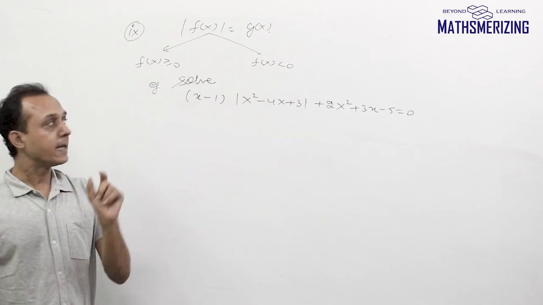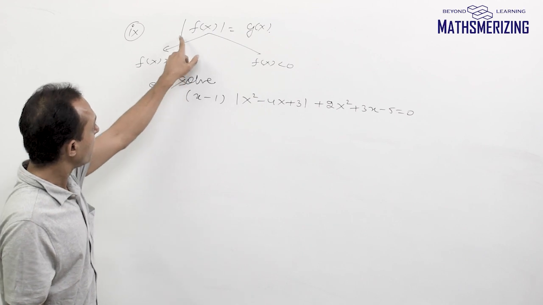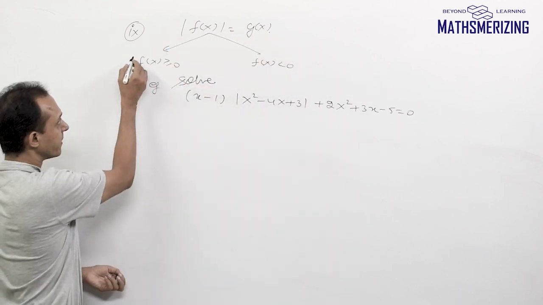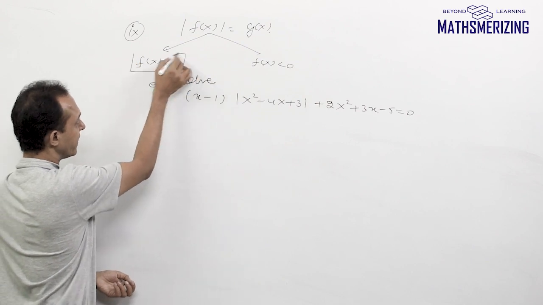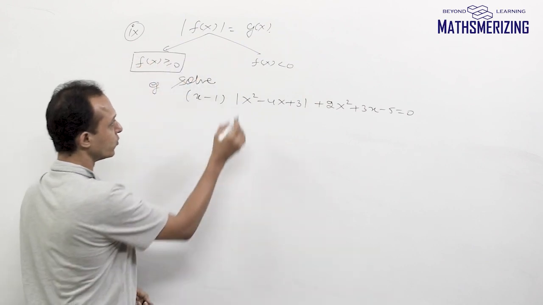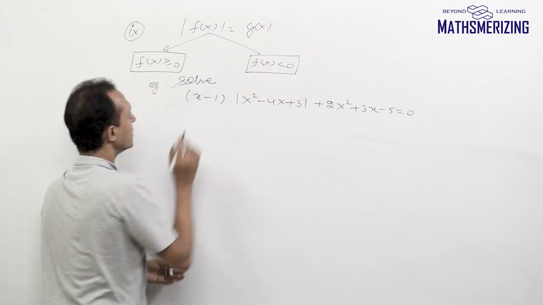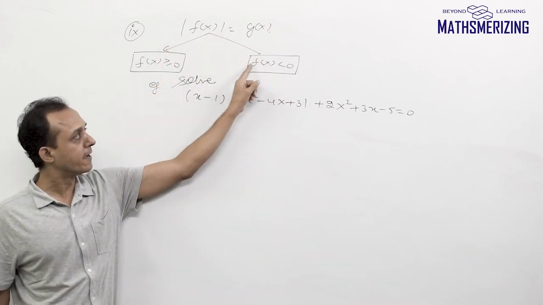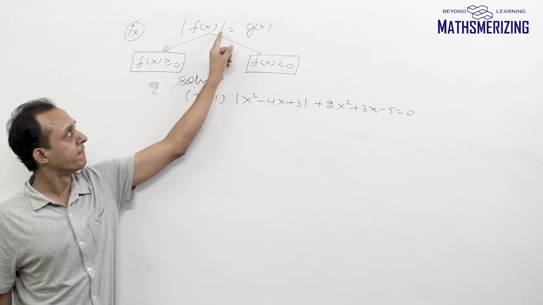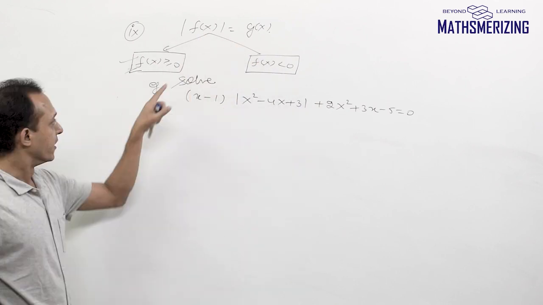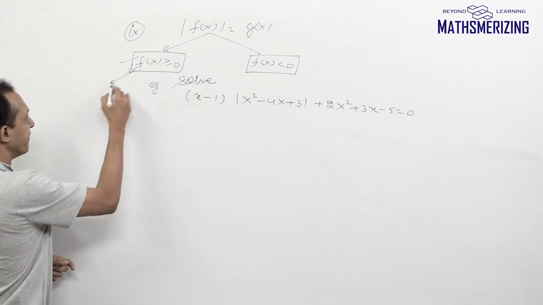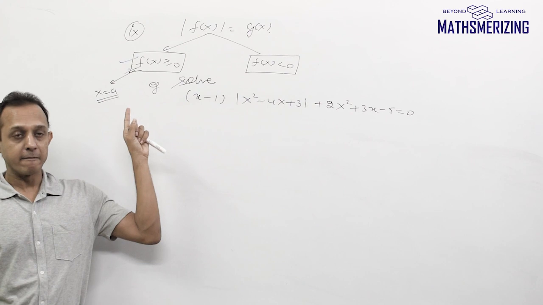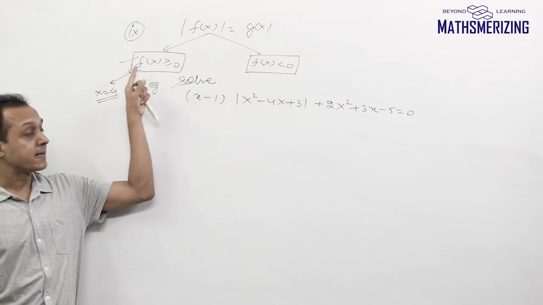Now the ninth one is the solution to equations of the form mod f(x) equals g(x). In all such cases, we'll take two separate cases. Case 1 when f(x) is positive and case 2 when f(x) is negative. When f(x) is positive, I write mod f(x) as simply plus f(x). And when f(x) is negative, I write mod f(x) as minus f(x). Now suppose after solving the first case, I get some value, x equal to a. Now I need to check whether this value a satisfies the given condition.